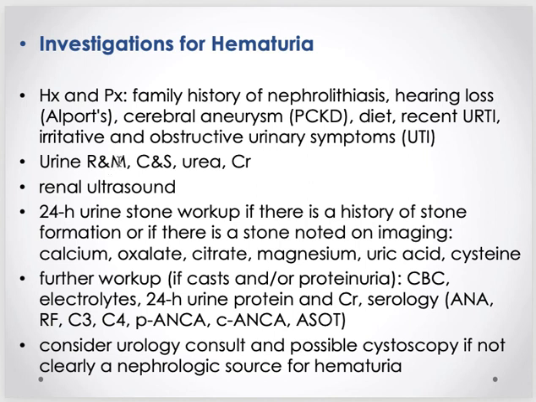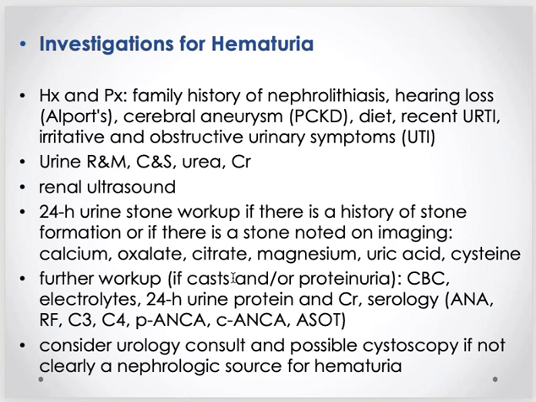Then we'll do the urine examination, culture and sensitivity, urea and creatinine. Simply, guys, this is the baseline test in nephrology. You are in nephrology, right? To check the kidney anatomy and structure, we can go for renal ultrasound. We can do a 24-hour urine stone workup to catch any stone. Nowadays, we don't do this because CT scan and other investigations help us a lot. If there is a history of stone formation or a stone noted on imaging, we will go for further workup of calcium oxalate, citrate, magnesium, uric acid, or cysteine.